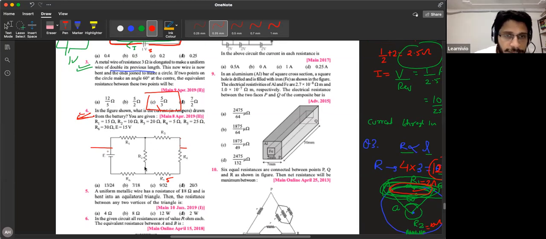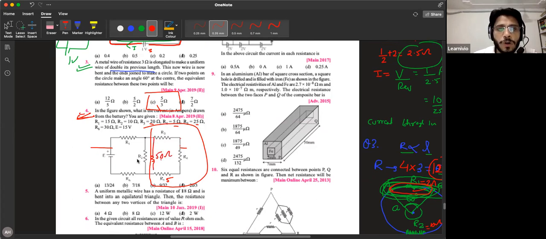Yashika, is there any series and parallel combination here? Sir, R3, R4, R5 are in series. They all are in series. Now, if they are in series, how much is R3? R3 is 20, R4 is 5, and R5 is 25. These three are in series. So 20 plus 5 plus 25. This whole combination will be 50 ohm.